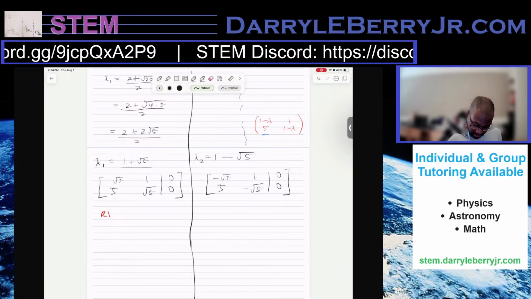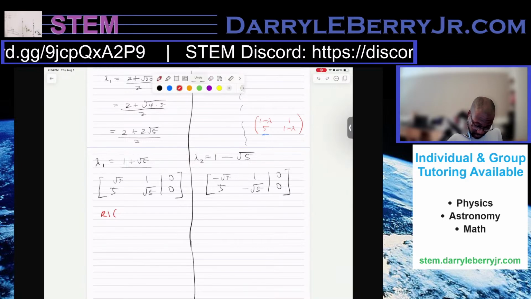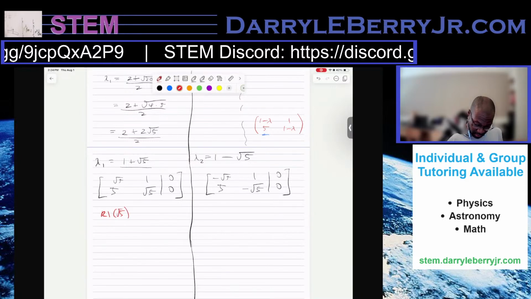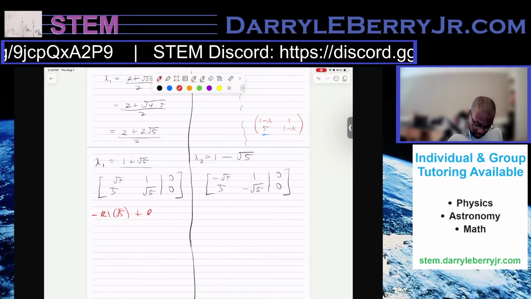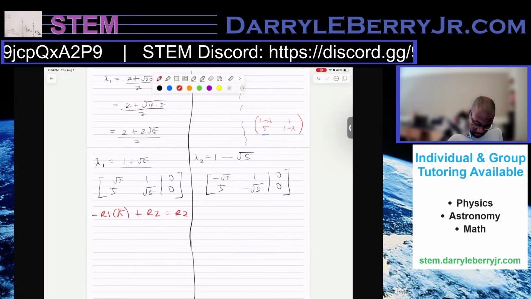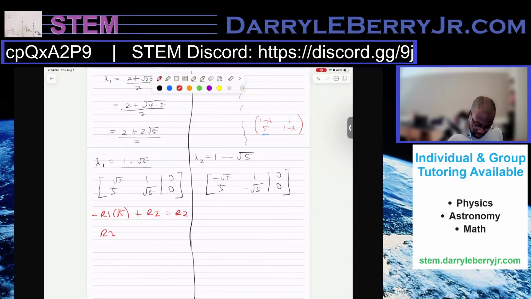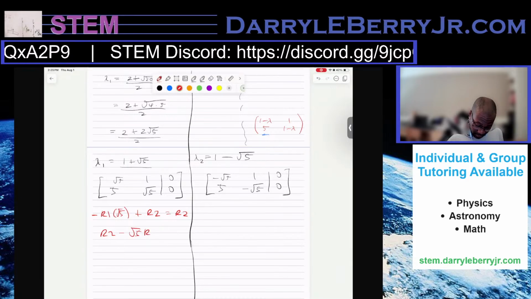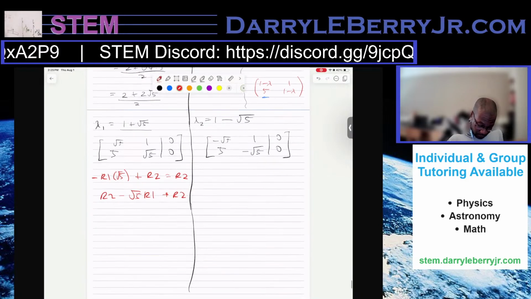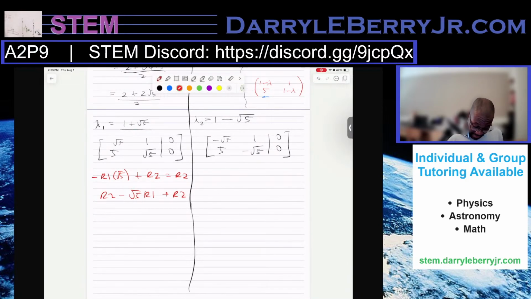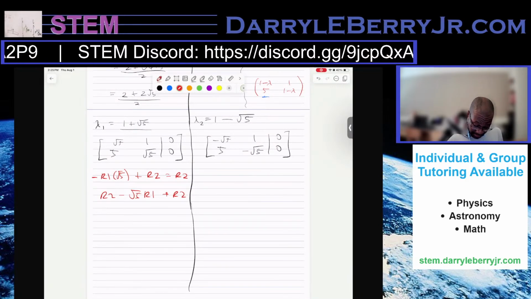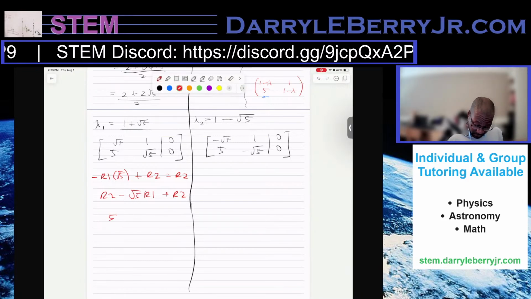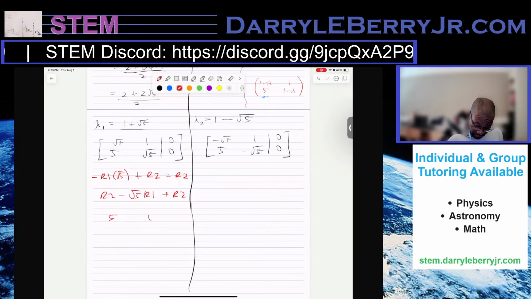So row 1 times square root of 5, and it's actually going to be subtracted from row 2. So that's going to be row 2 minus square root of 5 times row 1. It's going to be my new row 2. All right, so I'm going to write this out. If I take row 1 and multiply it by square root of 5, I'll have 5 here, and I will have square root of 5 here.